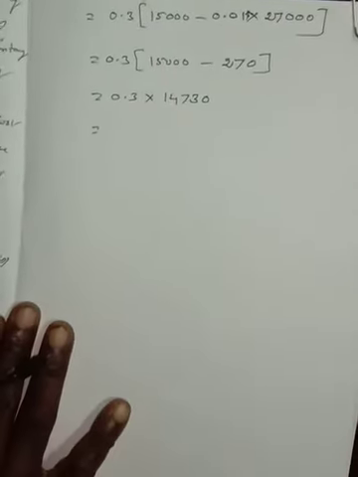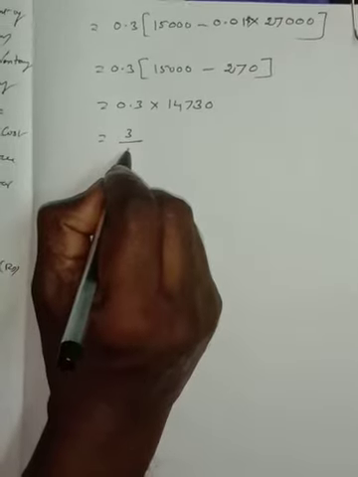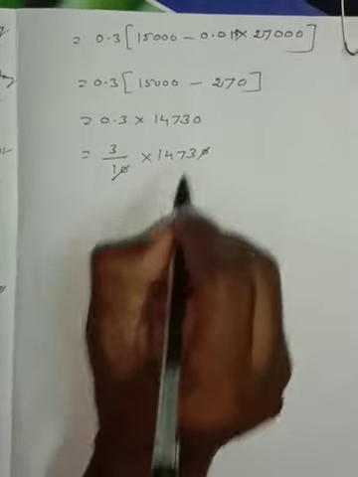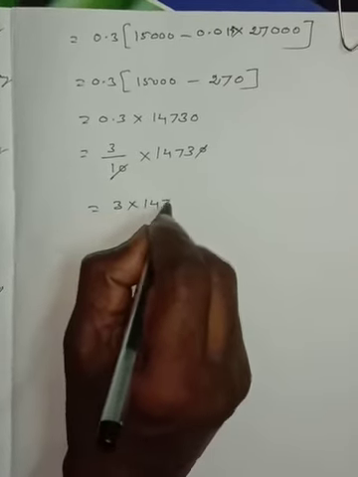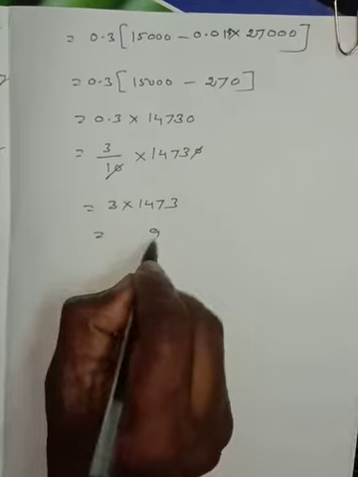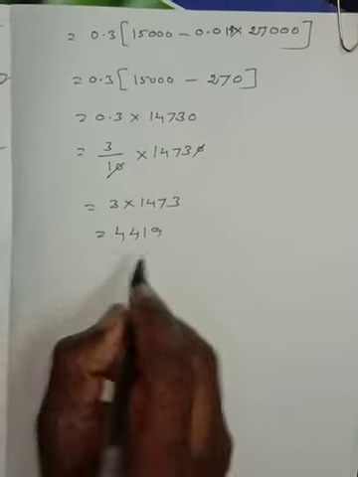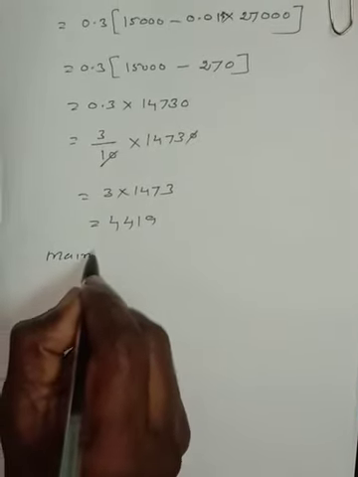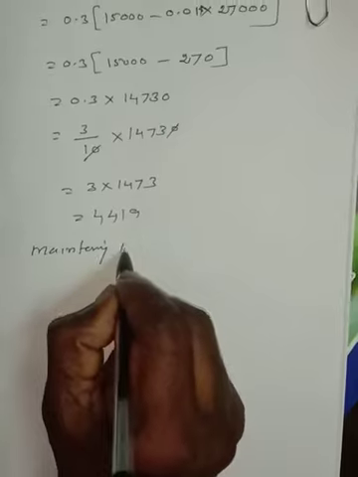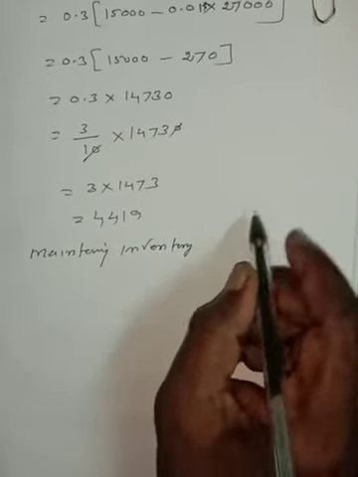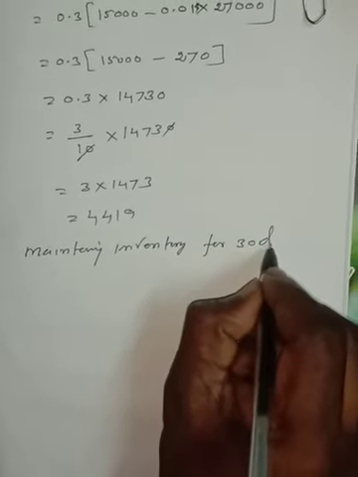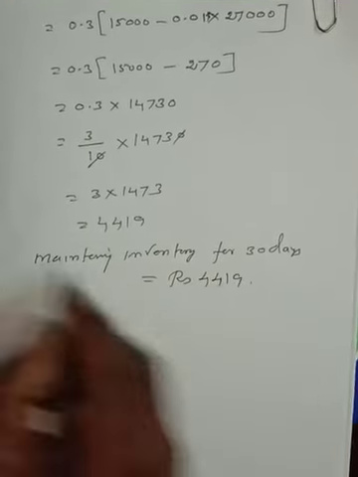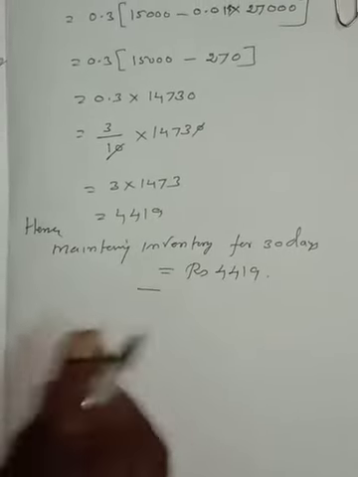That is 3 divided by 10 into 14,730, which is equal to 3 into 1473, which is 4,419. Hence, maintaining inventory for 30 days is equal to rupees 4,419. Hence the result. Sum number 5.